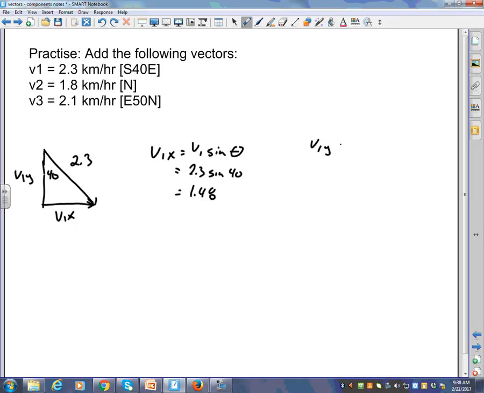So V1y is going to be V1 cos theta. Always the opposite trig function. This is adjacent. There's the angle there, it's beside it. Adjacent is cosine. So this is going to be 2.3 cos 40, which is 1.76, and that is down, so it's going to be negative 1.76. Everybody with me?